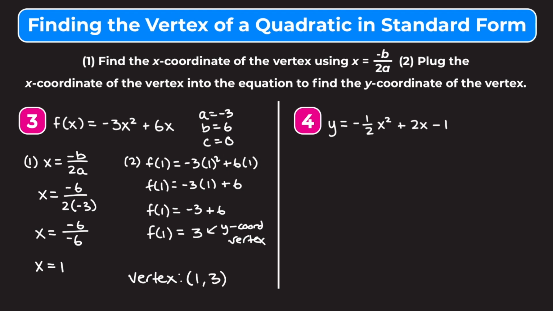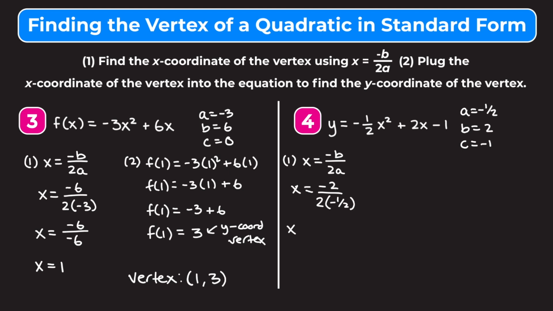And finally, taking a look at our last example, we have y equals negative 1/2 x squared plus 2x minus 1. So our a value is negative 1/2, our b value is 2, and our c value is negative 1. So we're going to start by finding the x-coordinate of our vertex. So we know our b value is 2, so we're going to have negative 2 over 2 times our a value, and our a value is negative 1/2.